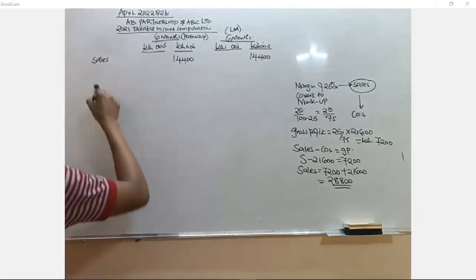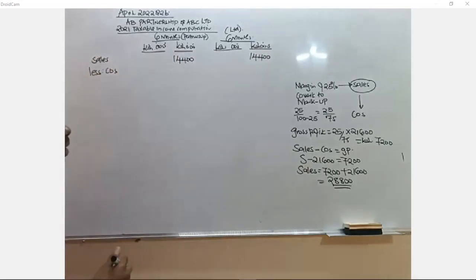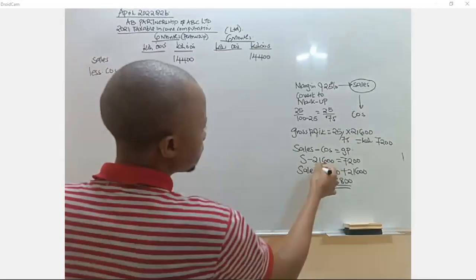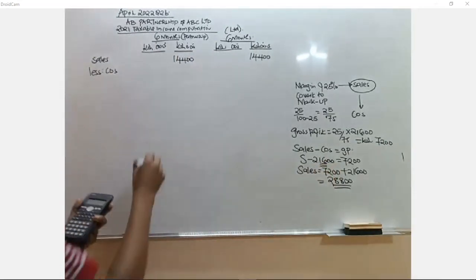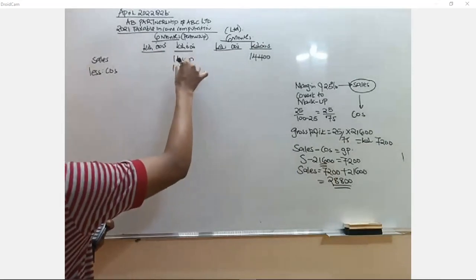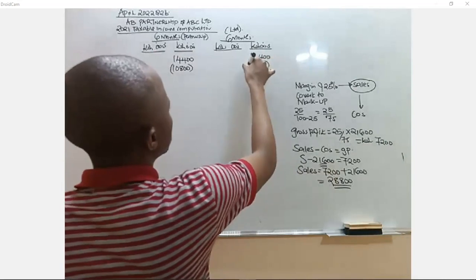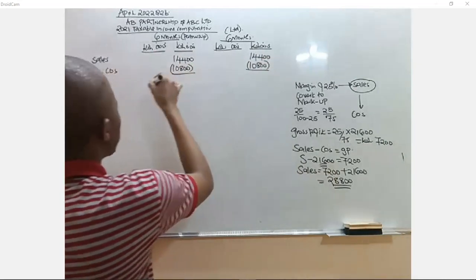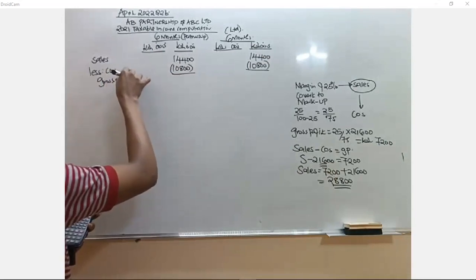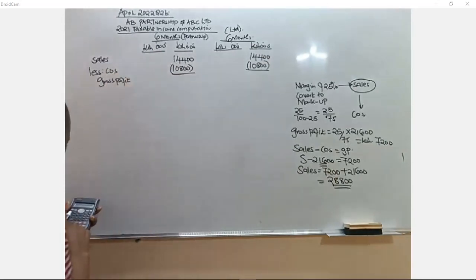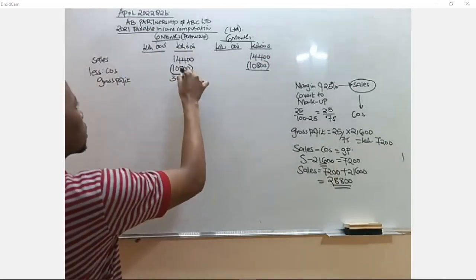From there, let us less our cost of sales. Our cost of sales, I can see, was 21,600. Once we divide by 2, we get 10,800. And also here will be 10,800. What will be our gross profits? I just take 14,400 minus my answer. This one will be 3,600.